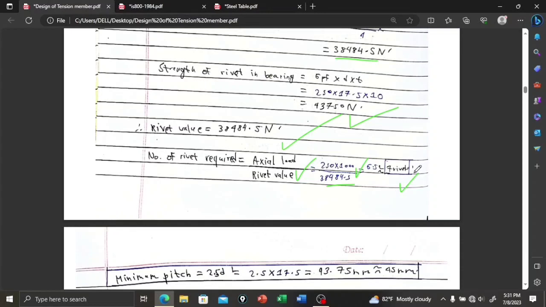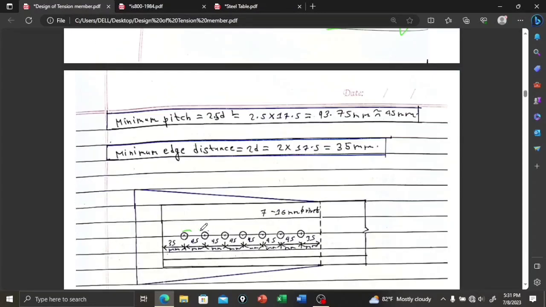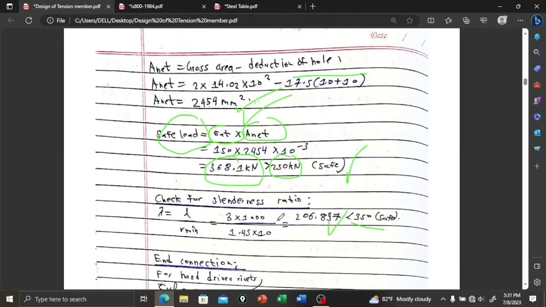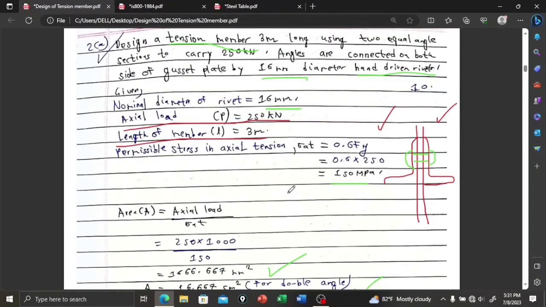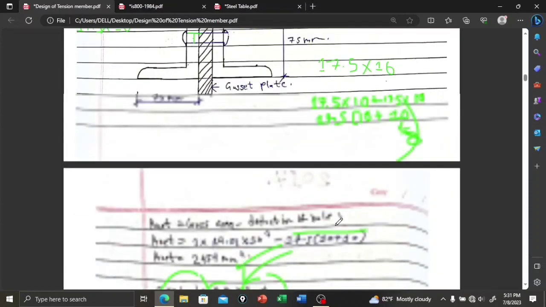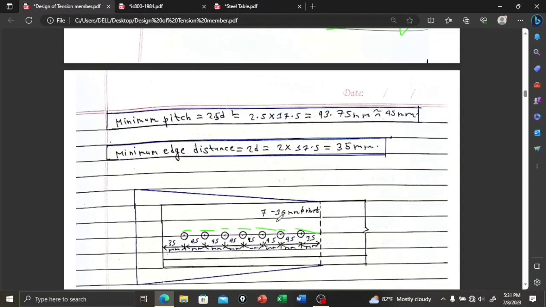That is 7 rivets we should provide. So 1, 2, 3, 4, 5, 6, 7. The diameter is, I think, 16 mm. So 7 rivets of 16 mm diameter, and minimum pitch is 2.5 D.